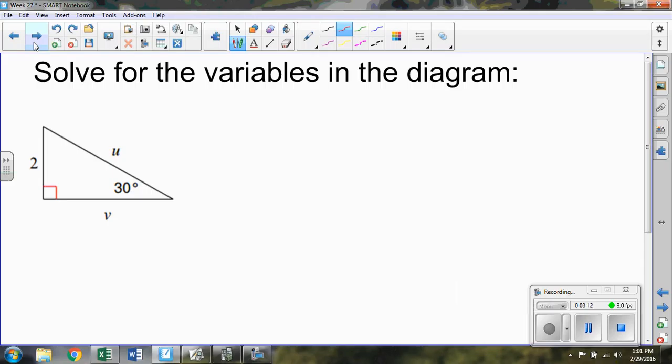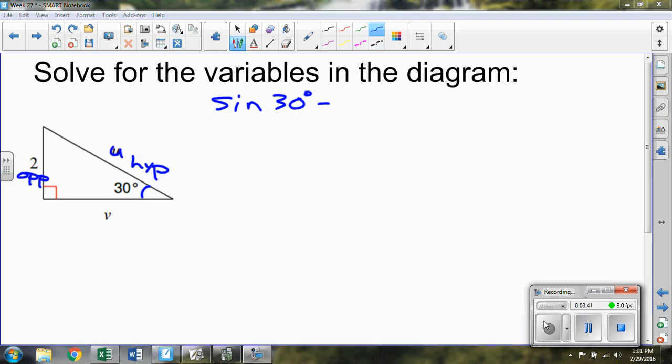Let's do the same thing with this triangle. Find the values. For this one, we're basing it on the 30-degree angle. And so to figure out the value of u, I'm recognizing that u is the hypotenuse. 2 is opposite. And so we can build our equation. Sine of 30 degrees equals opposite over hypotenuse. And we've seen what we need to do to solve it.